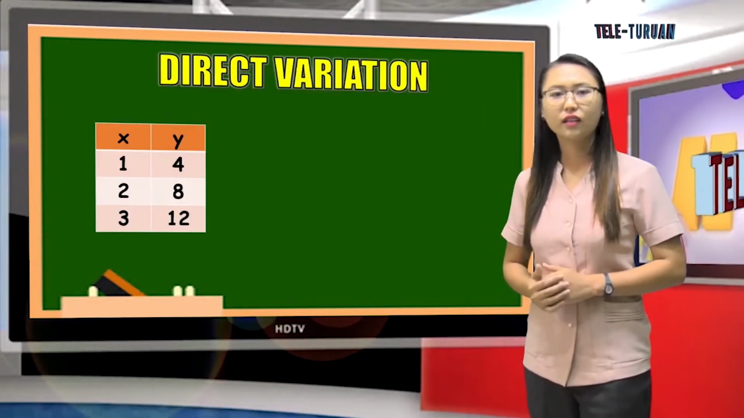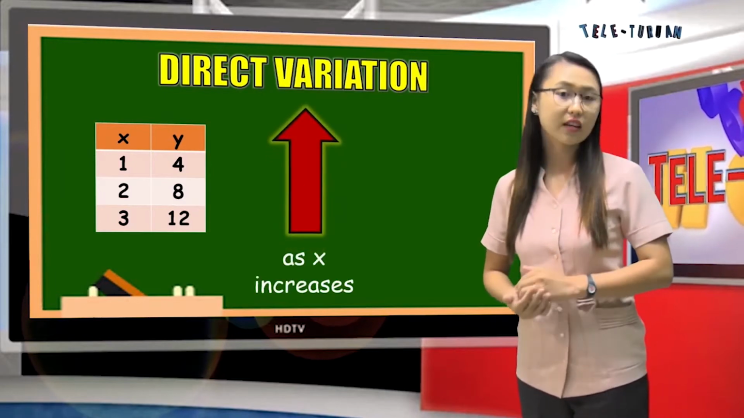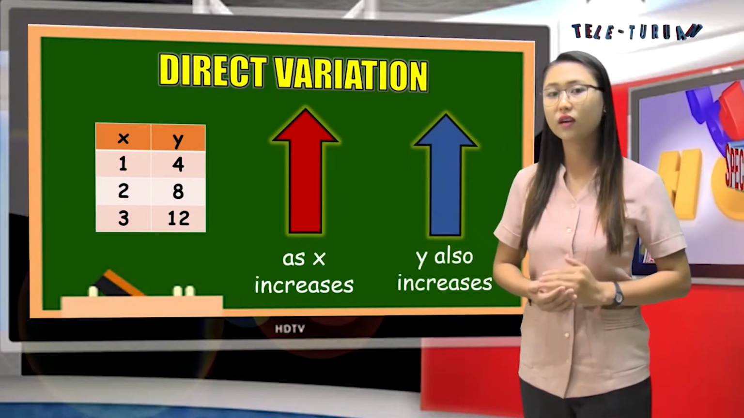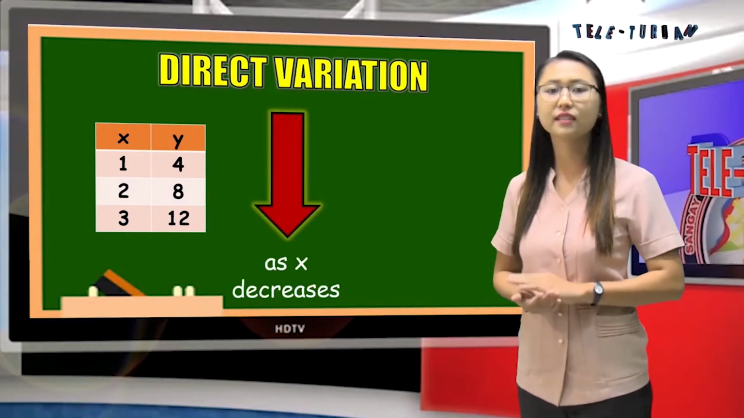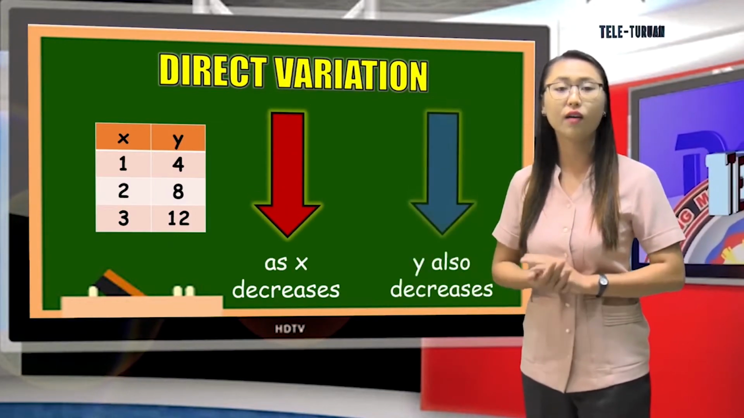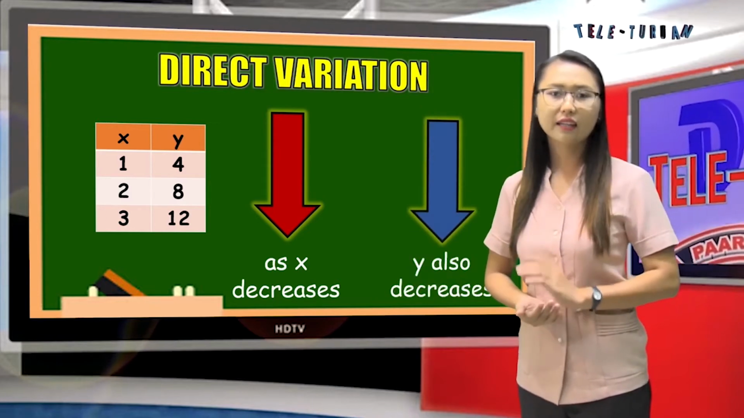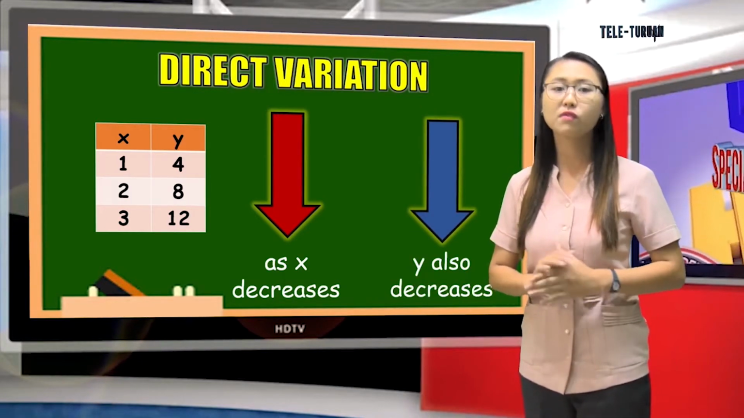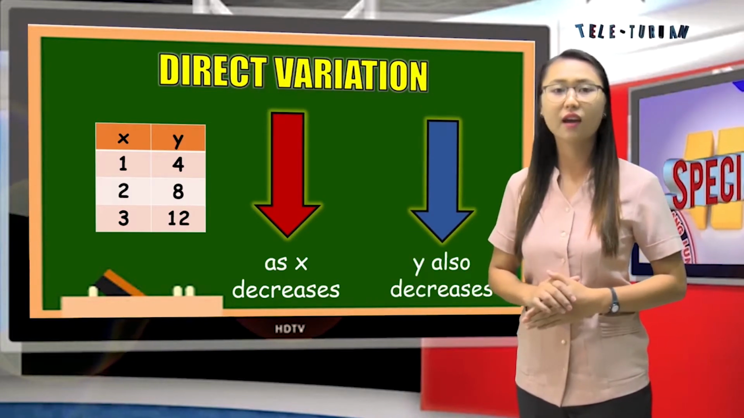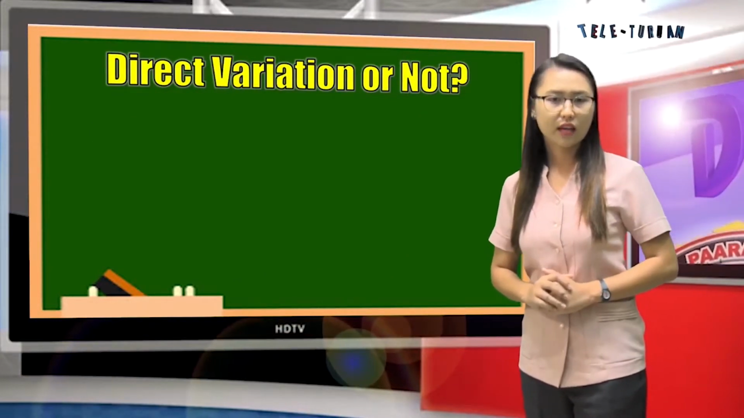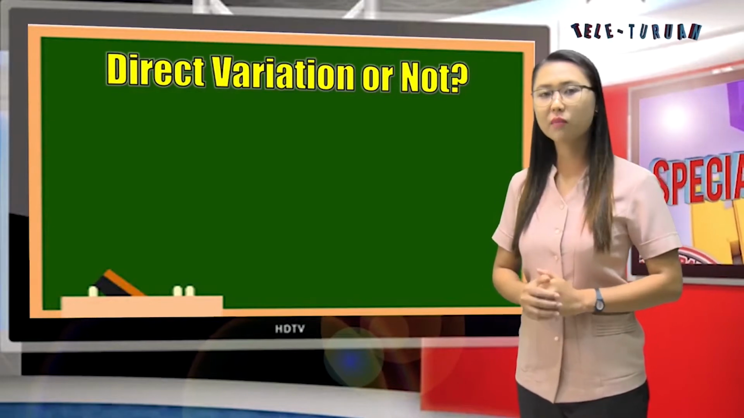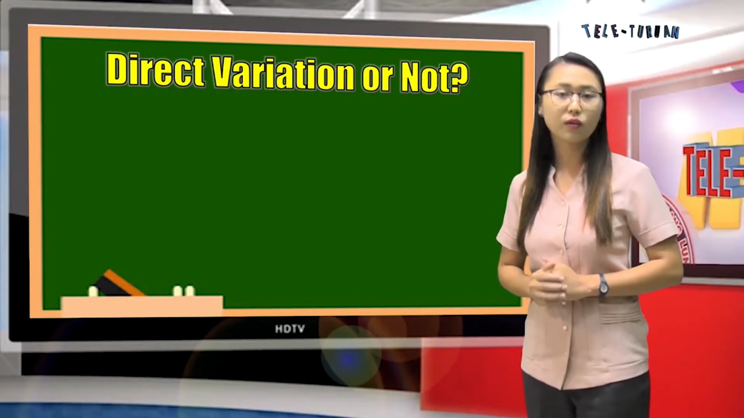We can also notice that as the value of x increases, the value of y also increases. Or on the counterpart, as the value of x decreases, the value of y also decreases. And that is the relationship of two variables or quantities in direct variation. Let us have the following statements. Let us see if the given statement shows direct variation or not.